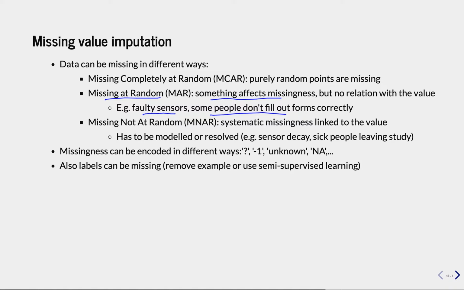The important thing here is that there is no relationship with the value, right? So if you have a data set and there is a feature missing, the missingness doesn't tell you anything about what the value could be or not. Right? It's just missing because of some external factor, and the fact that it's missing doesn't tell you anything about the value. It's also possible that the data is missing not at random. In this case, there is a systematic missingness.